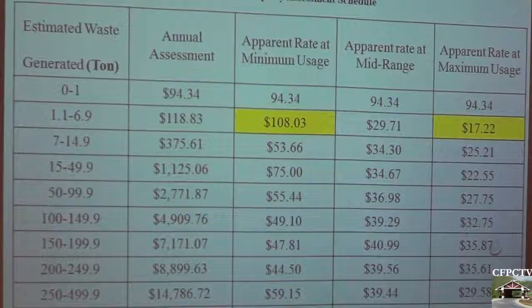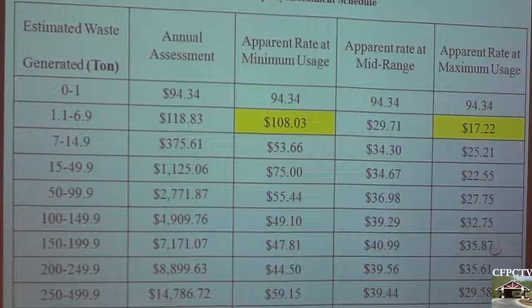The 2 highlighted items there in yellow represent the min and max rate that people are paying on a per ton basis, which is a wide disparity. It's $90-some difference in tonnage rate that they're paying between those 2. And as you notice down through there, it varies all over the place. Someone goes from just under 7 tons to 7 tons, they jump from $17 to $53 a ton as far as their rate that they're paying.